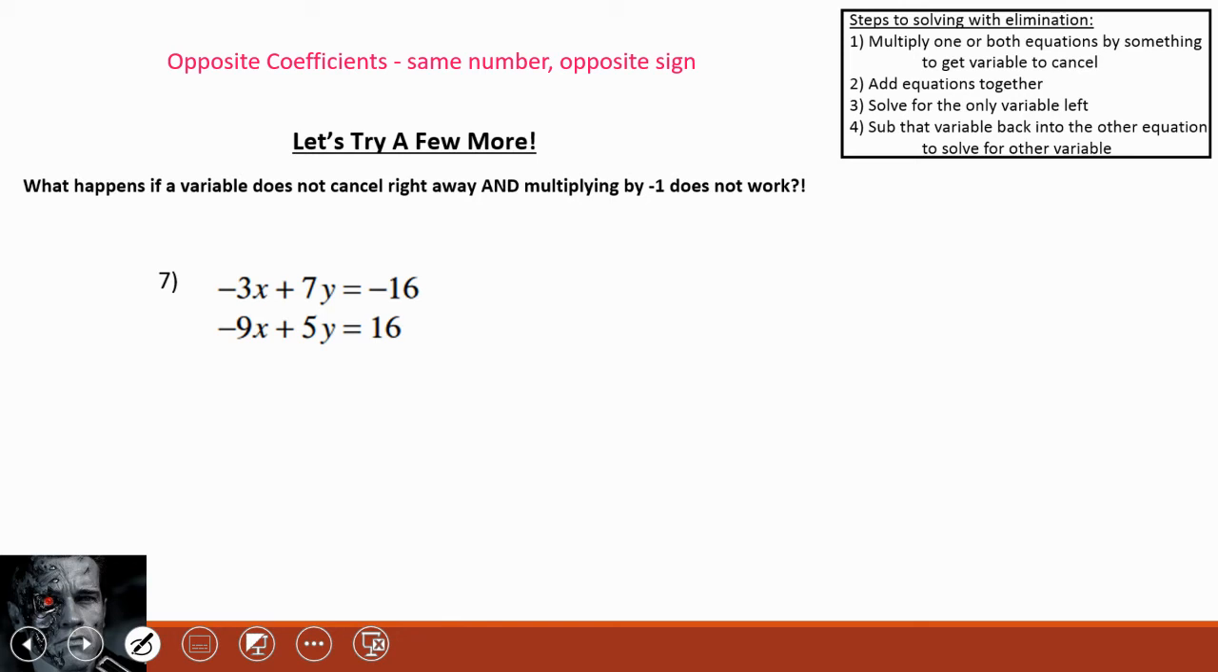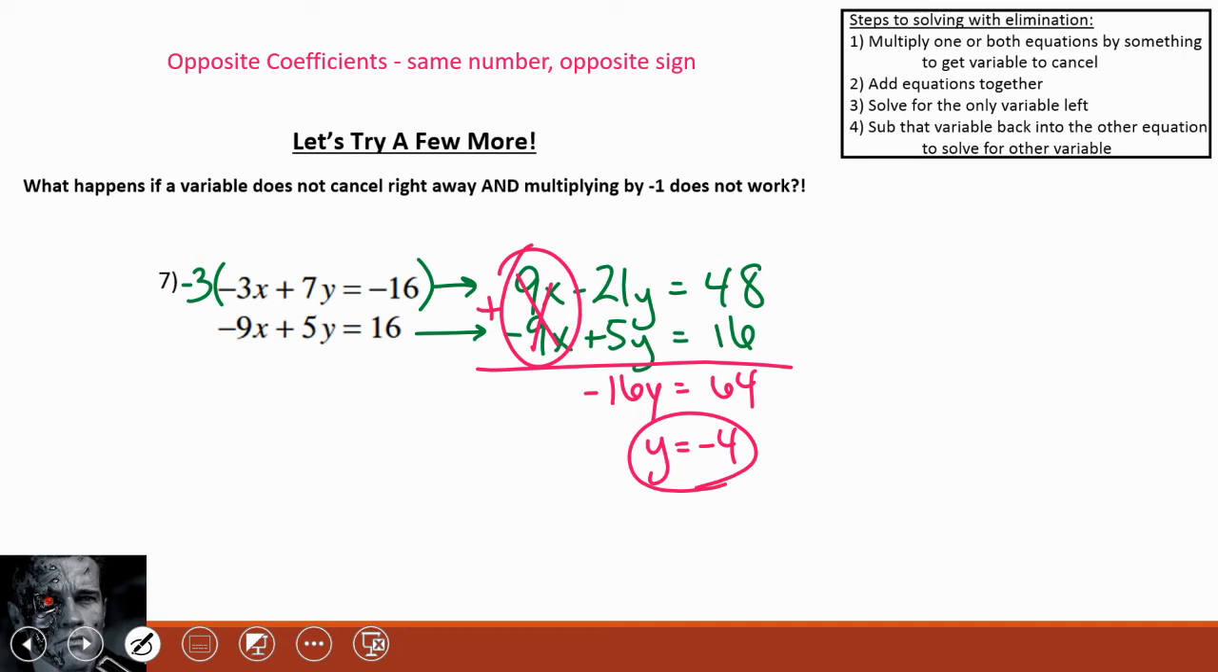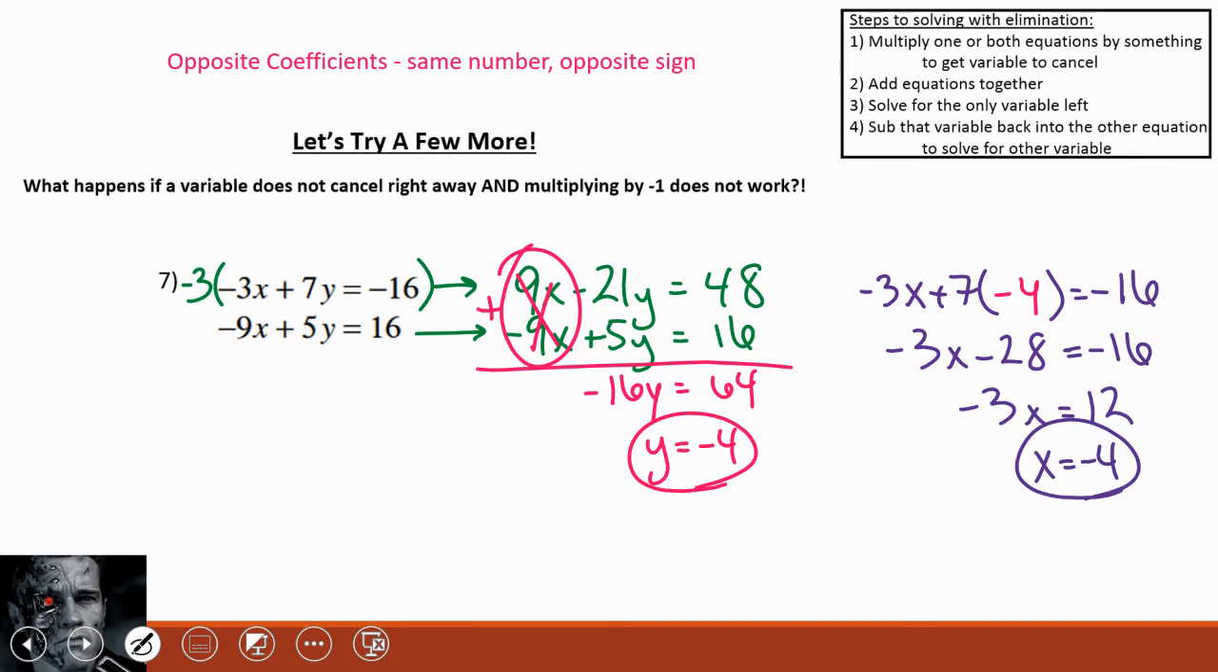Okay, so this one is a little bit more difficult. Nothing would be eliminated, but I want to make this first negative 3 into a positive 9. So I'm going to multiply the top equation by negative 3 and rewrite the bottom equation. So now, when I add these, the 9s are going to go away. So y equals negative 4. Plug in negative 4 and solve, and you get negative 4.